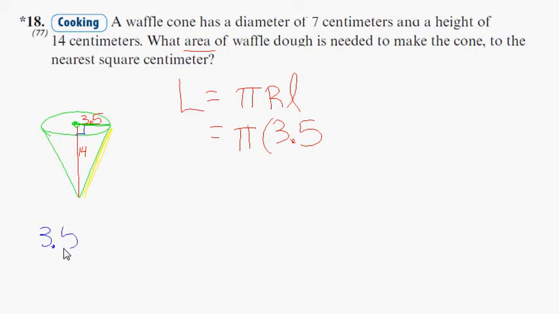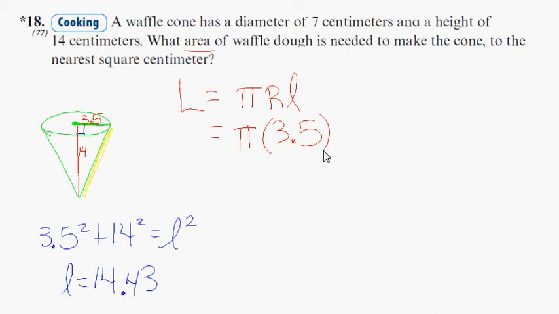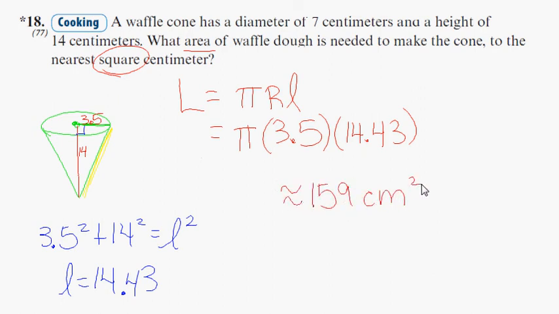So we can say 3.5 squared plus 14 squared is equal to L squared, which is representing the slant height. When you do all of those calculations, I'm hoping that you'll end up with something that's close to this. And as I told you 100 times before, you leave that value in your calculator so that there's no rounding until the end. So now we have 3.5 times the slant height, which we have successfully found. And when you multiply it all out, notice it says nearest square centimeter. When you multiply all of this out, I'm thinking you should end up with approximately 159 centimeters squared. Not so hard, huh?